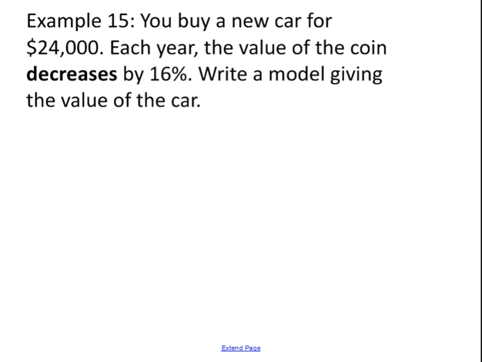Buy a new car for $24,000. Each year the value of the, I'm not sure whether it's a car or a coin, decreases by 16%. Write a model giving the value of the car. Well, apparently it's a car. So, decrease, that's going down. So it's 1 minus r to the t.